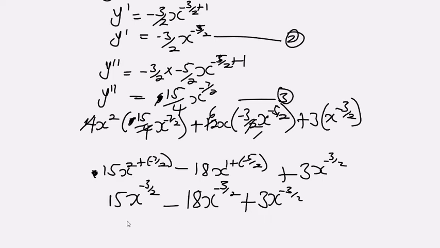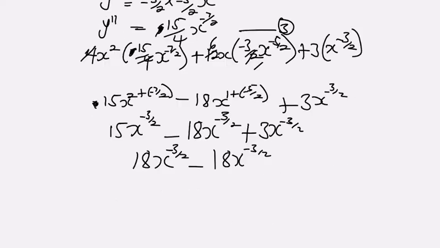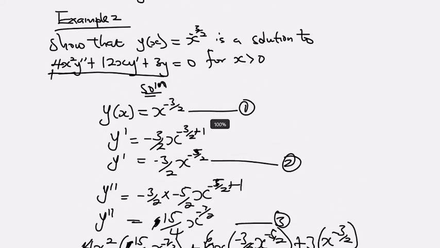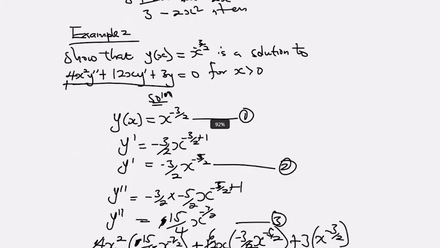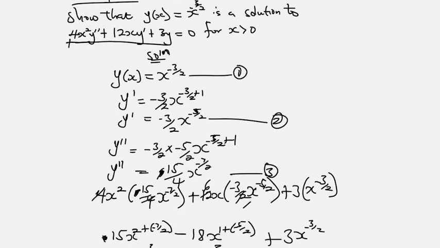So 15x exponent negative 3 on 2 and 3x exponent negative 3 on 2 gives us 18 x exponent negative 3 on 2, minus 18 x exponent negative 3 on 2. So when you subtract this one from this one, you're going to have 0. So since the result is equal to 0, then it means that our y equals x exponent negative 3 on 2 is a solution to the ordinary differential equation given.